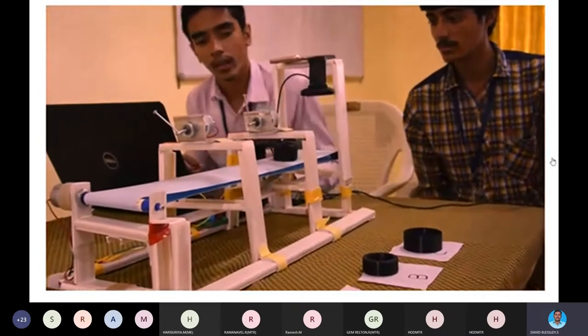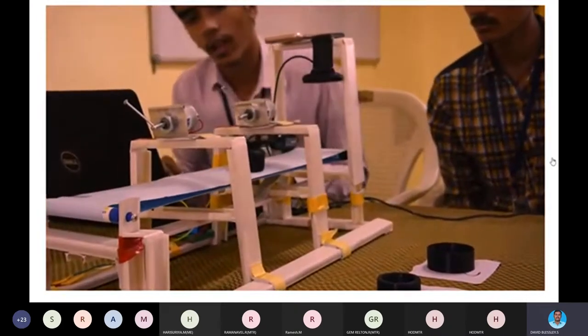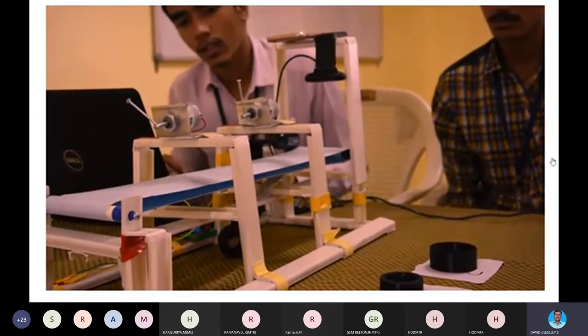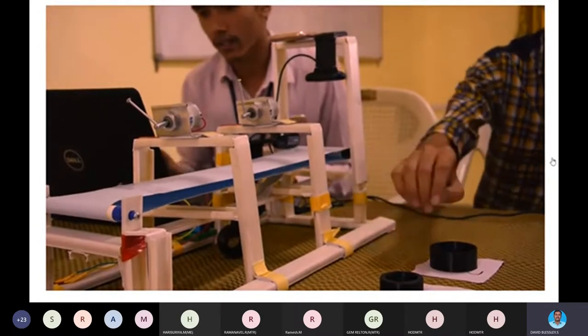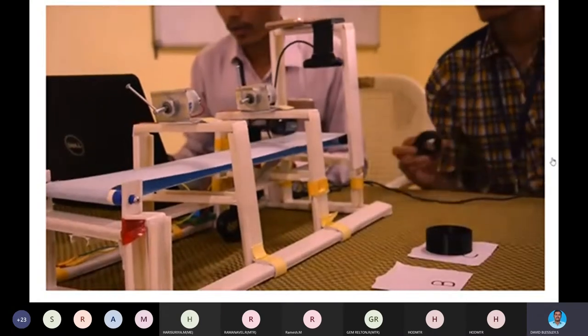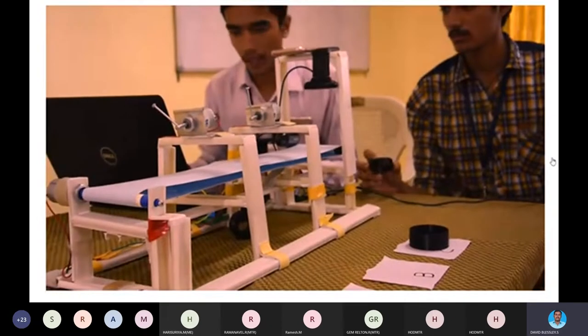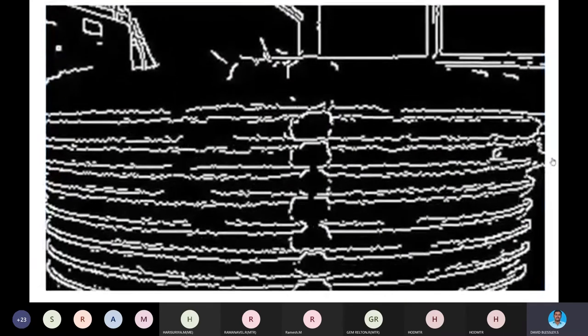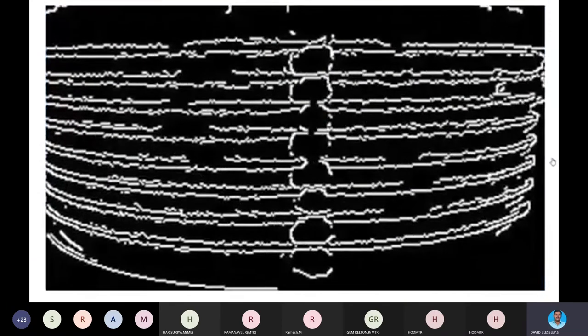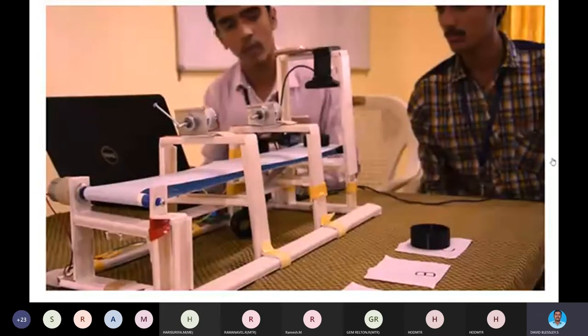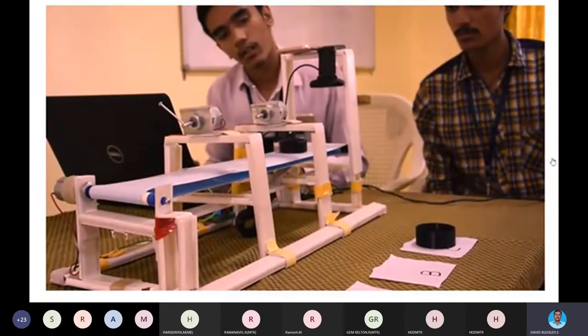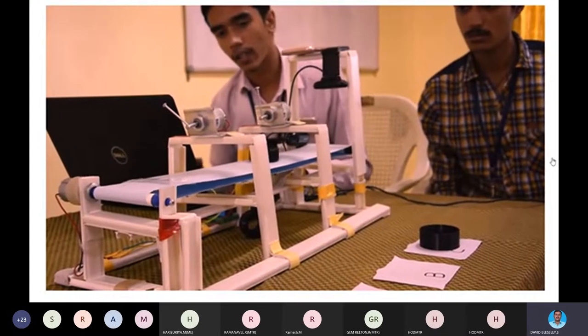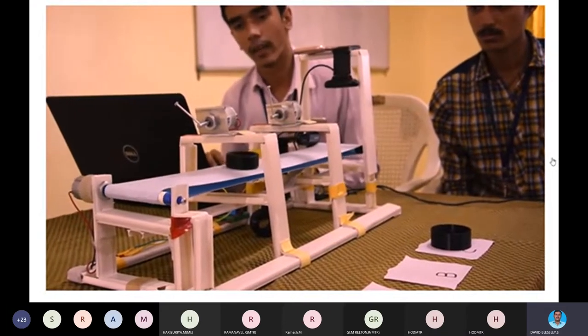We have taken the top view and the rear view of the tire. After recognizing the pattern of the tire, the first motor hits the tire. Now we are placing the second type of tire onto the conveyor. After recognizing the inner diameter, outer diameter, and the canny and the pattern of the tire, after doing the processing of frames of the top view and the rear view, the first motor skips the tire.